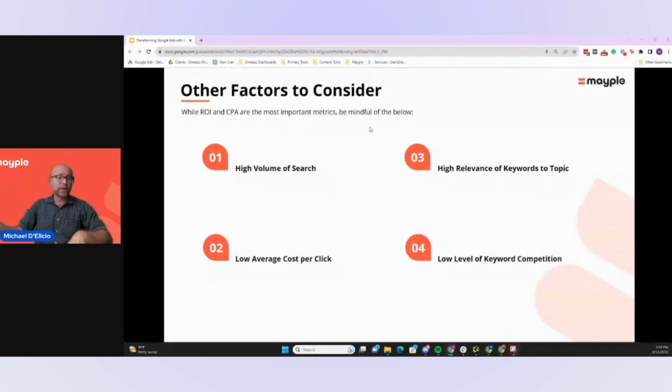High relevance of keyword, being able to match what you do with the things people are searching for, and then how competitive those keywords are. If you're in a competitive market, you will see your cost per click continue to rise, and that may affect whatever initial models you've created.